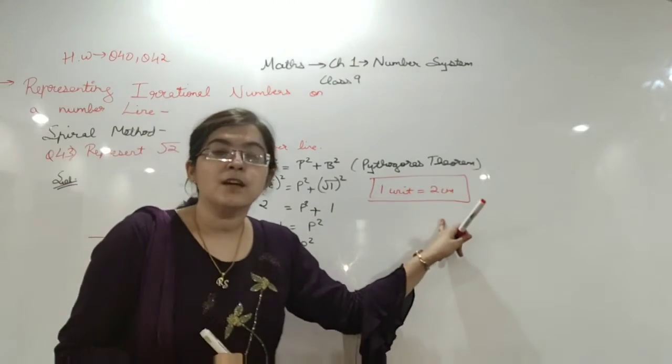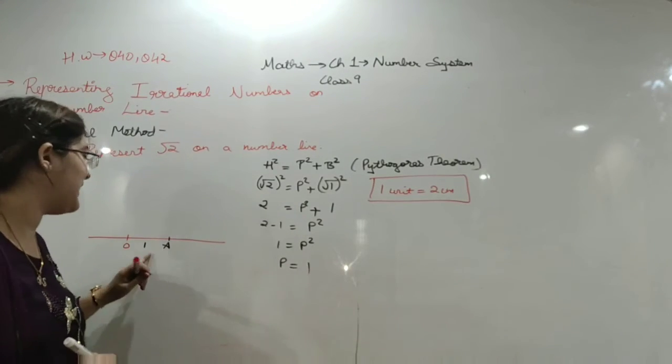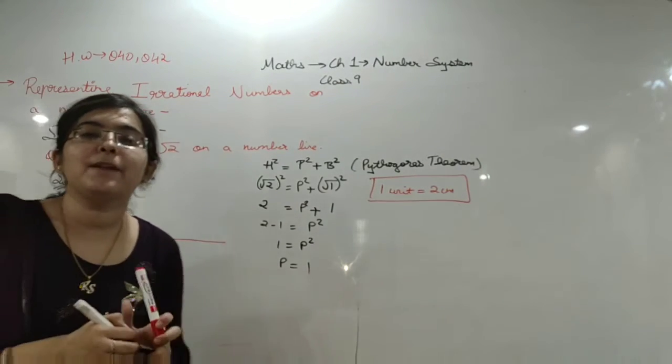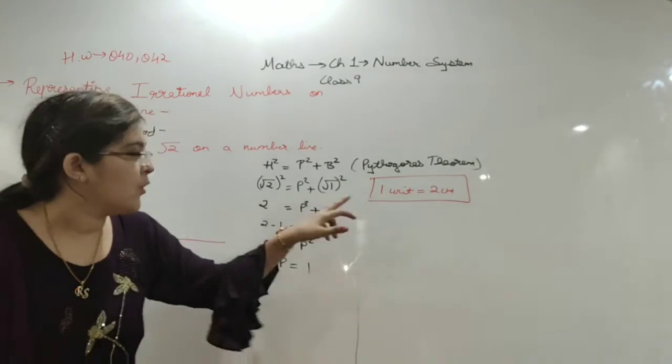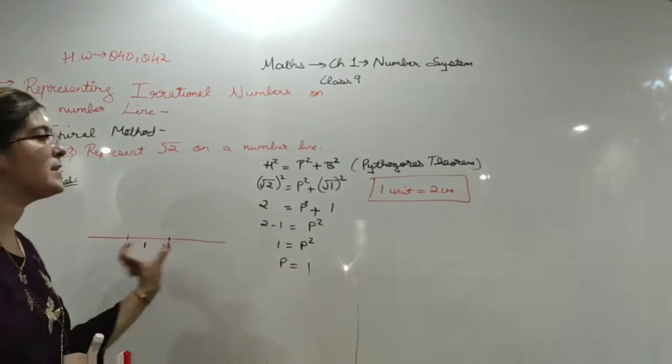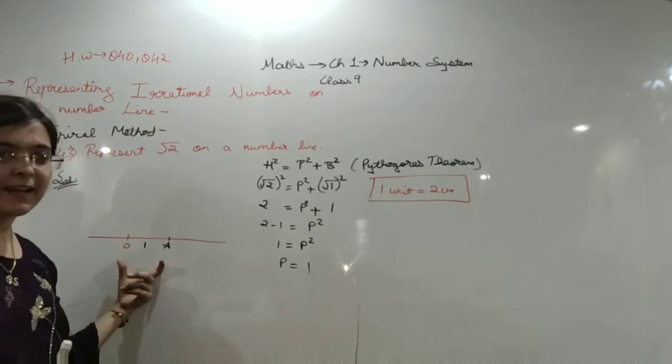1 unit means 2 centimeters. So you will mark it 2 centimeters, but write 1 here. Are you able to understand? These values are taken in units. 1 unit you have to draw in the base because our base is 1, so we have written 1 here.